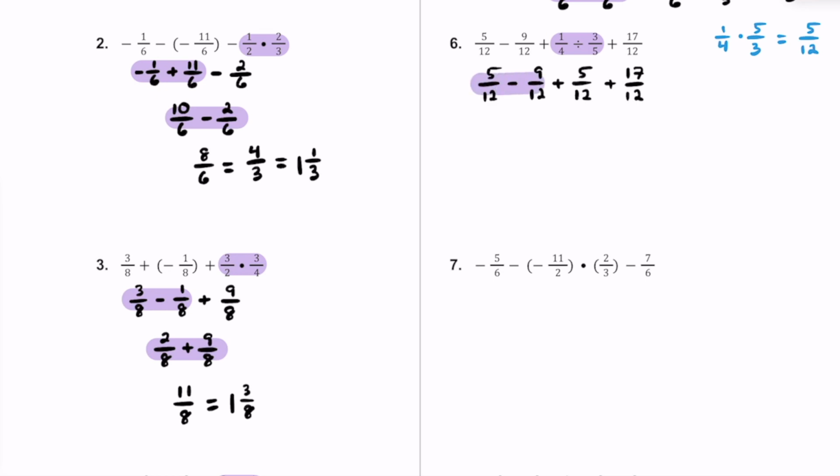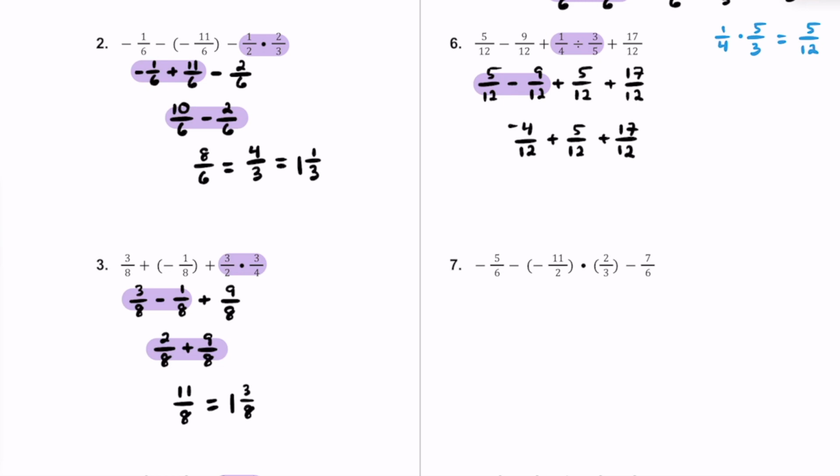They're all equally important, so go left to right. 5/12 minus 9/12. 5 minus 9 is going to be -4. So we're going to have this -4/12 plus this 5/12, and then we have plus 17/12.